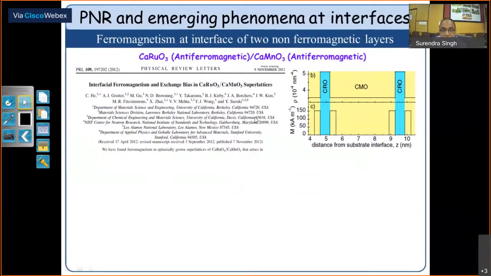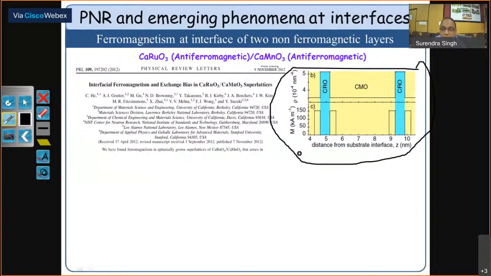And you can see I have shown here the measurement and the magnetizations. So they observed at the interfaces. This is CRO, this is CMO, and this is the substrate. I mean, this is the profile, and this is the nucleus scattering density on top, and this is the magnetization at the bottom. So what they found at the interfaces, they obtained a magnetization.